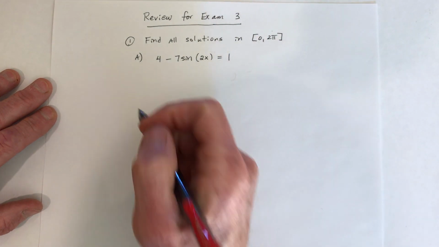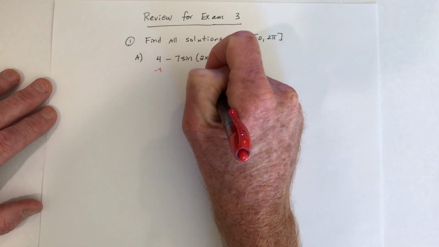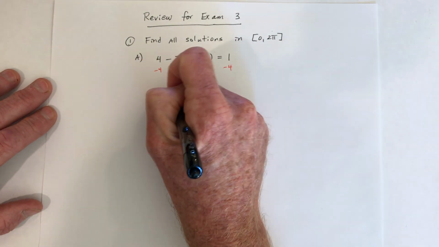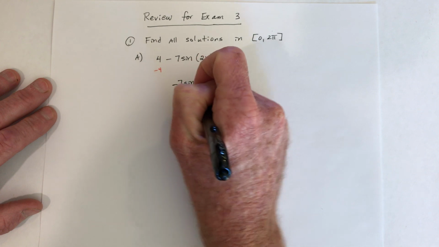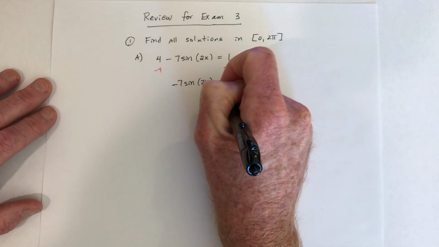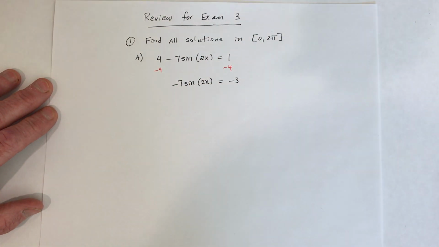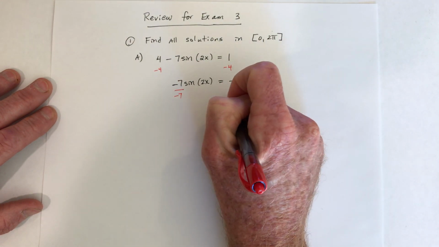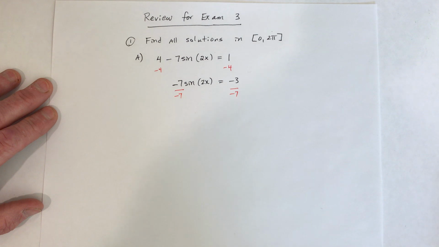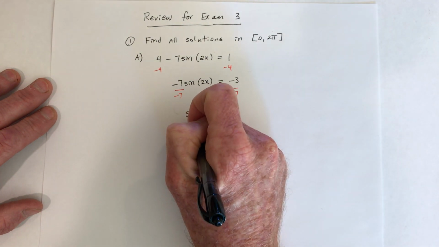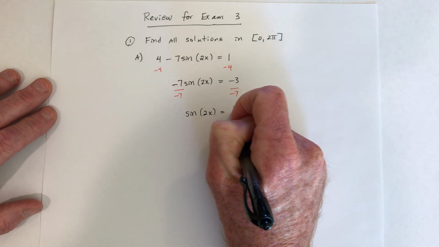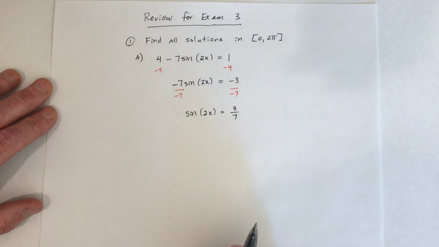And then the first thing to do is subtract 4 from both sides. So it's negative 7 sine of 2x equals a negative 3. And then, to isolate sine, divide both sides by negative 7. So then we're left with sine of 2x is equal to 3/7.